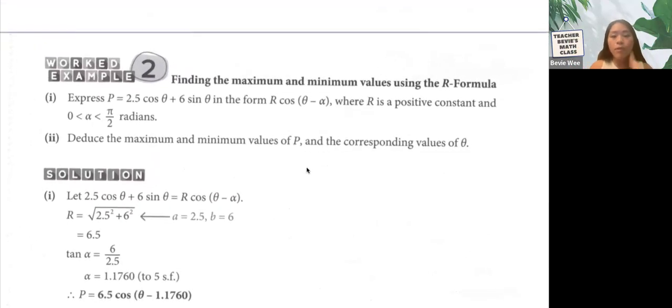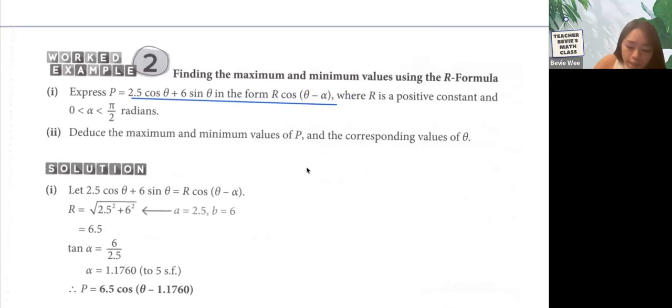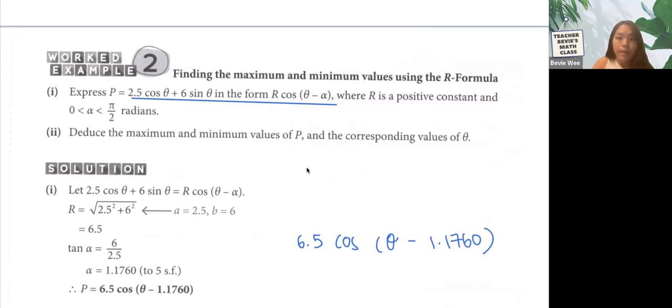Another part of this R formula that is commonly tested, it's on maximum and minimum value. Very simple. Okay, so first step, they ask you to express this in the form R cos theta minus alpha. Basically, this is what we have been doing earlier. Changing it to R formula, correct or not? This one, nothing much. Okay, so let's say I change already. I change it to 6.5 cos theta minus 1.1760. I take the answer.